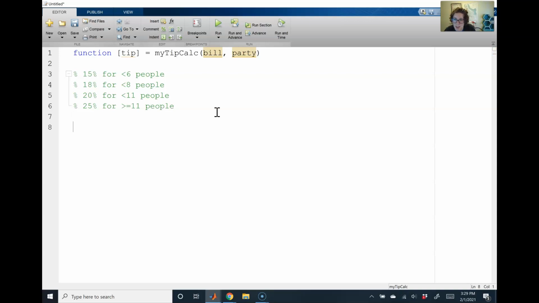Okay, so again, I do not endorse these tip prices. I was a waitress for a while, so anyway, this is going to help us do an if statement here.